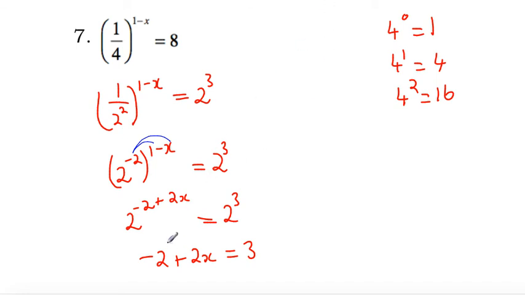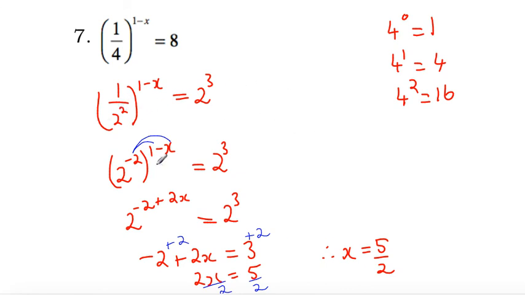Solve your simple equation. I'm going to add 2 to both sides. So I get 2x equals 5. And then I'm going to finally divide by 2. And so therefore x equals 5 over 2. Or of course you can write that as 2.5. They're all the same. So that's probably the hardest that you'll get.